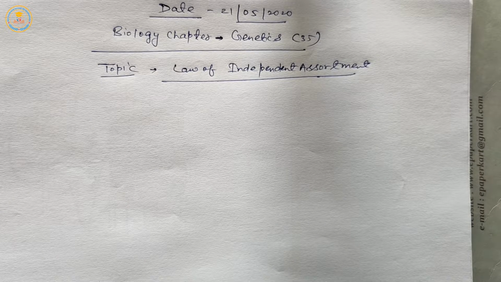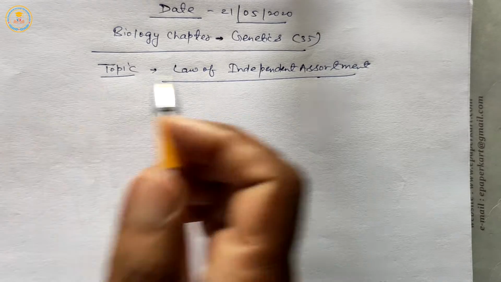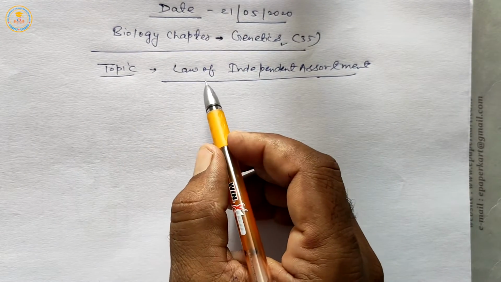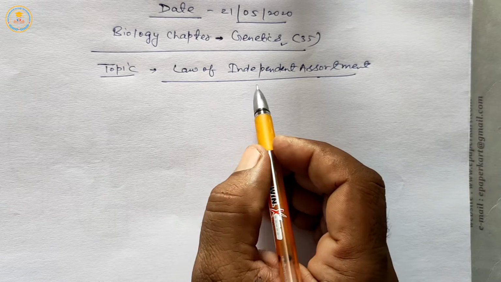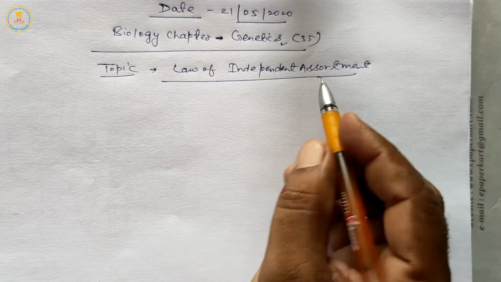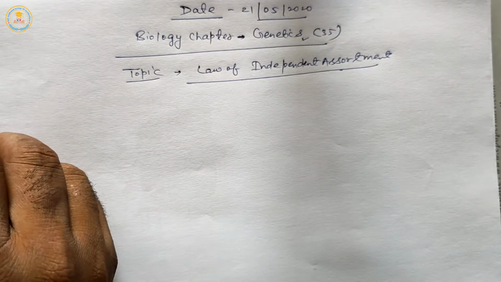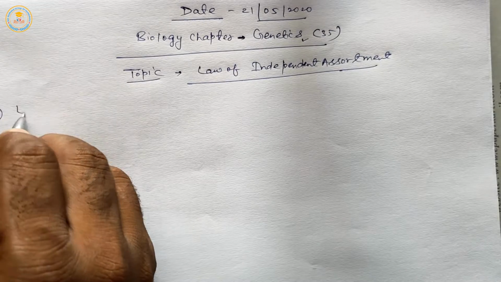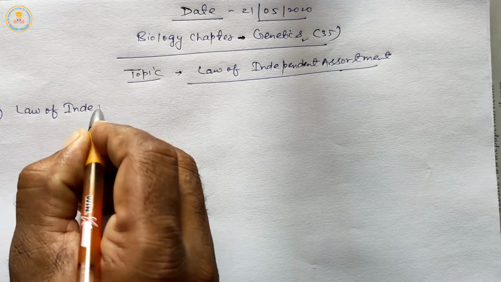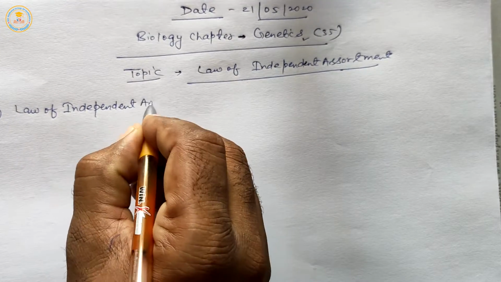Hello to all students. Today we are starting again biology chapter genetics, and today's topic is Mendel's third law. It means law of independent assortment.